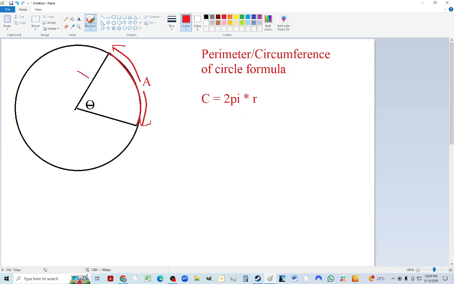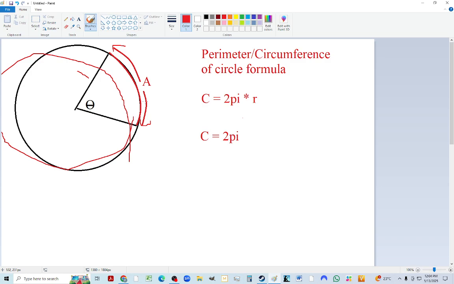1 instead of r, 1. That means 2 times pi times 1. We can just shorten it to this. This is only when the radius is 1. Circumference, to go around the circle, is 2 times pi, and that's our radian angle.